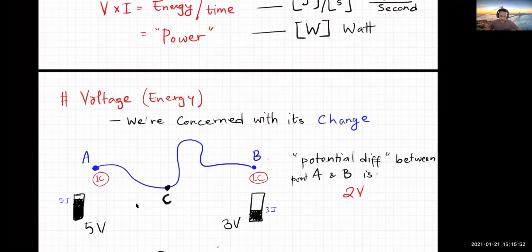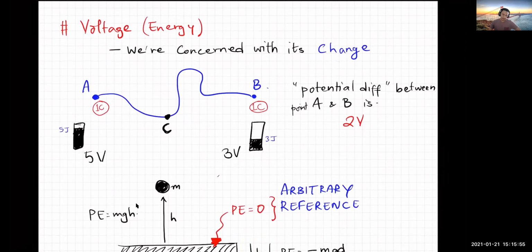Okay, so let's get a little better understanding of voltage. When we're talking about voltage, we're mostly concerned with the change in voltage, right? We're converting energy from one form to another. So for example, if you have a battery, that battery is converting chemical energy into electrical energy. And so when an electron goes from one end of the battery to the other, say from point A to point B, then the chemical energy is converted into electrical potential energy, and that electron gains some potential, it gains some energy, right?